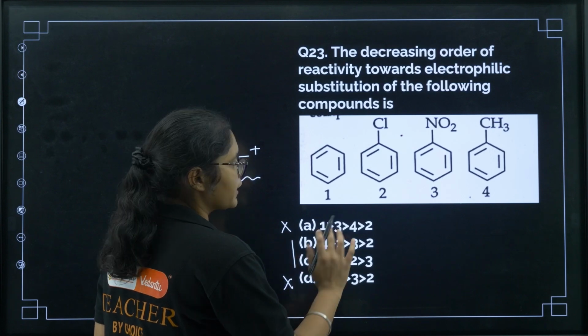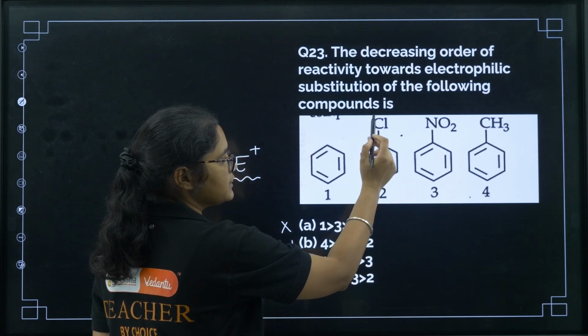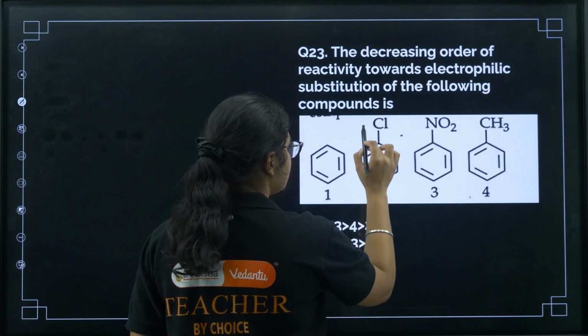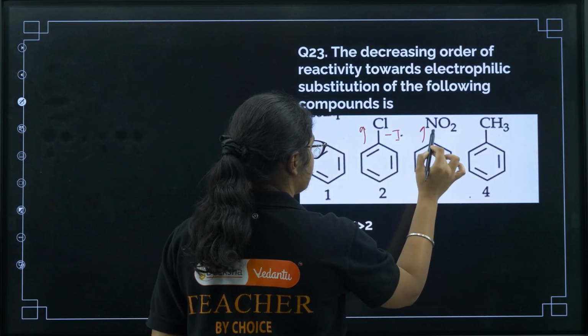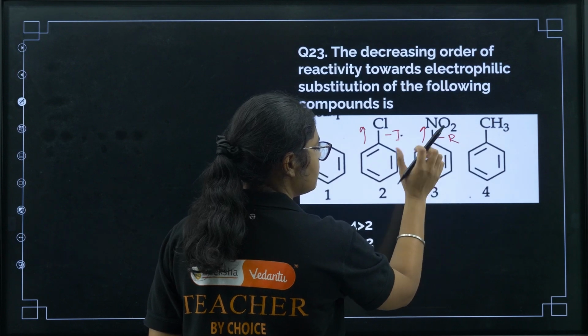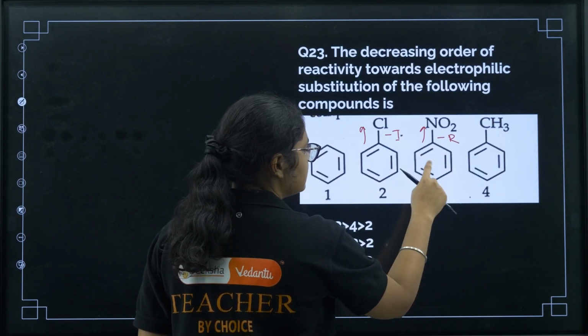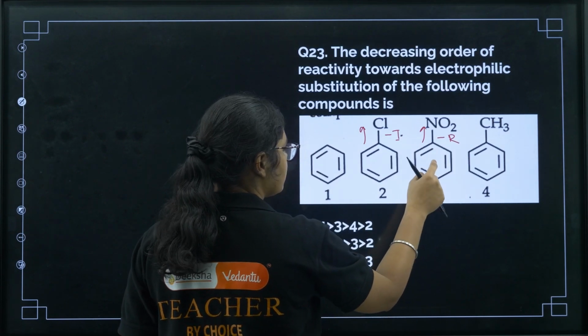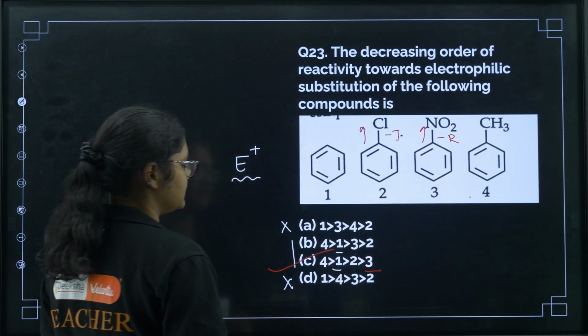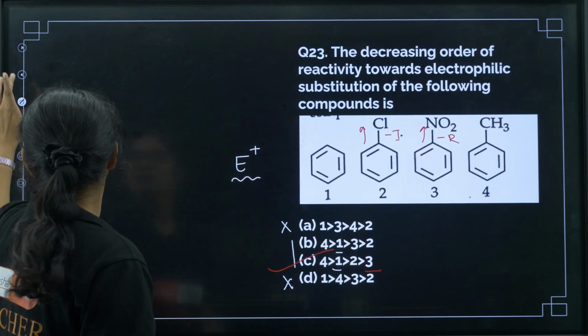So again we have 1, okay. Now if you see here also it is withdrawing, here also it is withdrawing, but in the case of this one, the withdrawal is from the minus I effect and here it is from the minus R effect, right, and we know that minus R is more powerful, meaning here the withdrawal will be more and this ring will be less electron rich to react with this one, so 3 will be the minimum one. So option number C is the correct answer, okay.